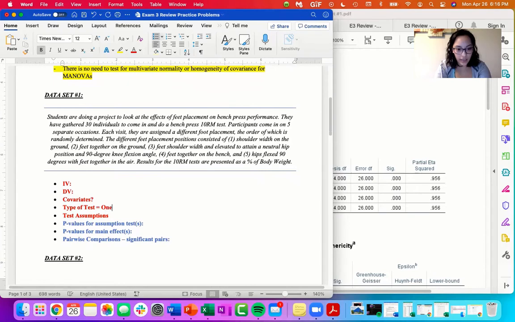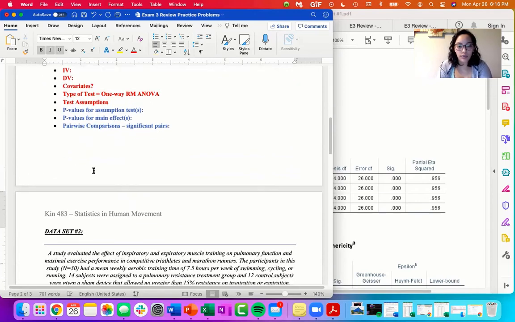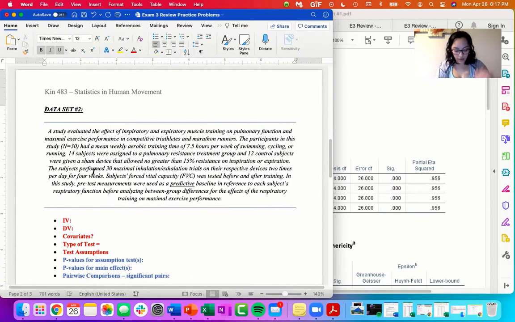All right. I'm going to go ahead and skip dataset 1 for now, just because I can tell you already it's a one-way repeated measures ANOVA, so you guys should be fairly comfortable with this. I want to make sure we cover most of the new stuff. That way you have the opportunity to ask questions. So we'll skip that one for now, and we'll start with data set number 2.